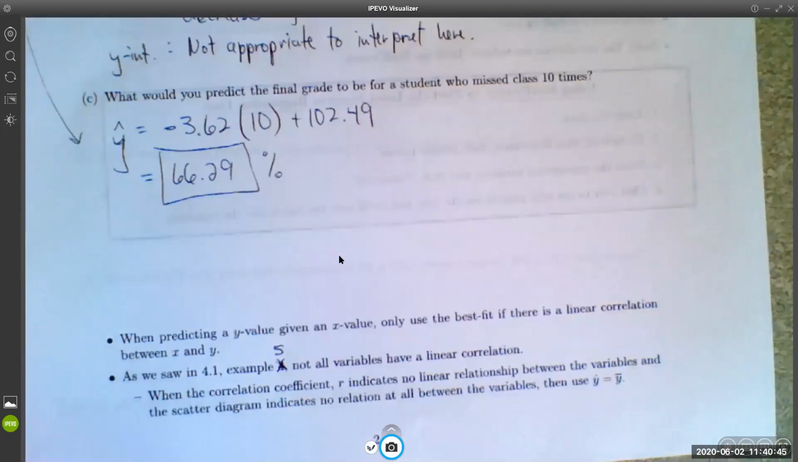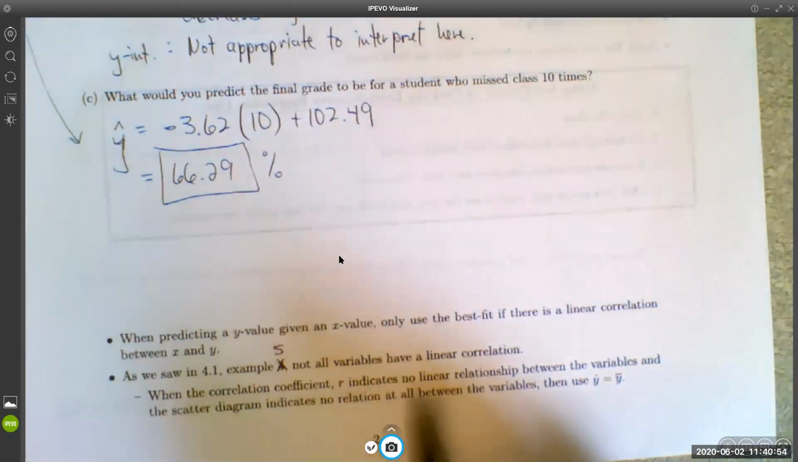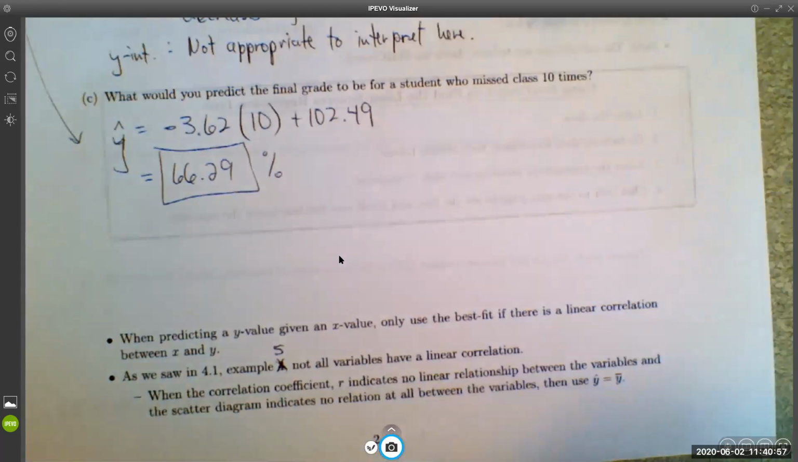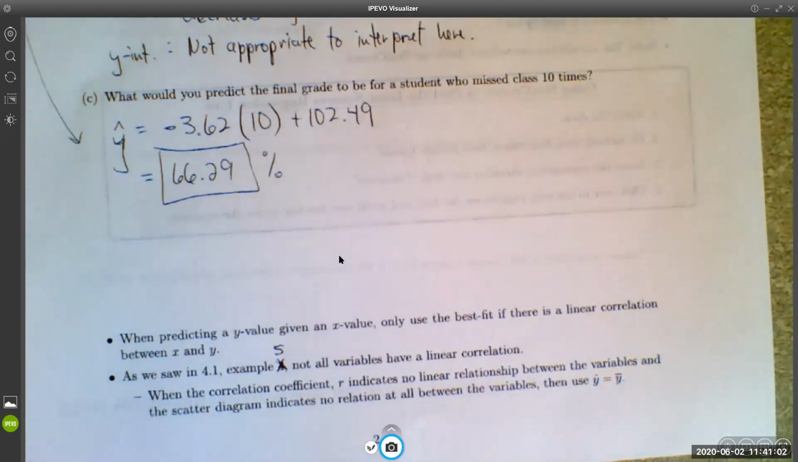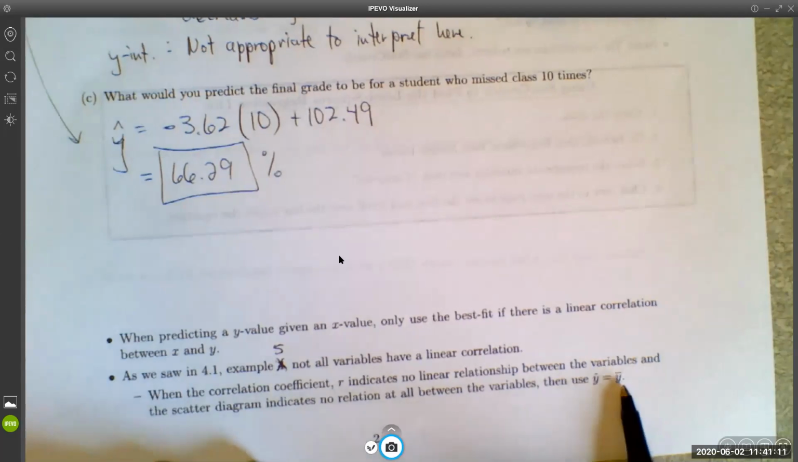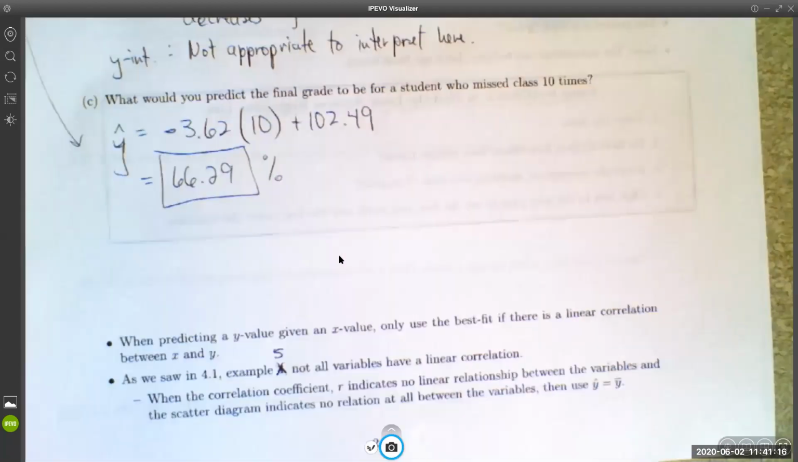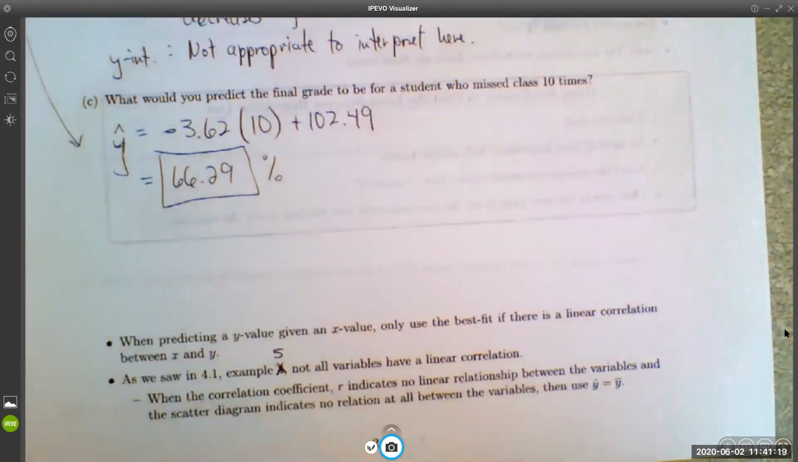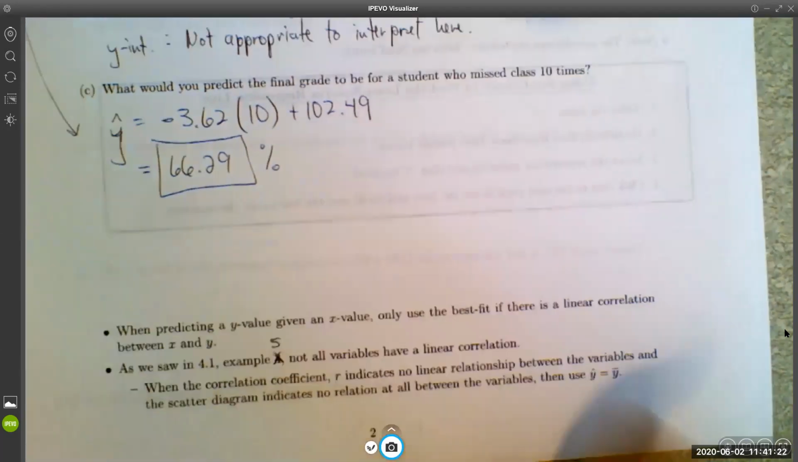So as we saw in 4.1 example 5, not all variables have a linear correlation. And so when the correlation coefficient R indicates no linear relationship between the variables, then it's not appropriate to even find the least squares regression line, let alone to use it to make a prediction. In this case, the best prediction you can make is to just say that the predicted value for y is going to be whatever the average of all of the y's are. That's the best we can say for our prediction, since y bar is supposed to be the typical value, the mean.